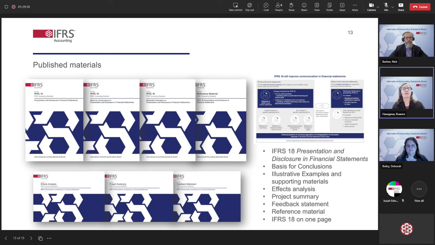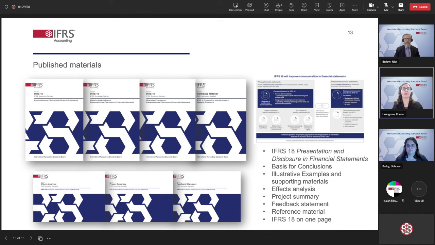A question we're quite often asked is why did the board replace IAS 1 with IFRS 18 rather than calling it amendments to IAS 1. The board thought at the ED stage in particular that the changes introduced by IFRS 18 were quite pervasive, and calling them amendments to IAS 1 would not really reflect the substance of those requirements. So it made the decision to replace IAS 1 with IFRS 18.